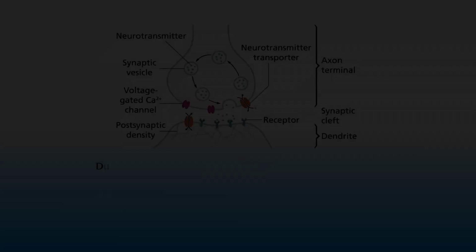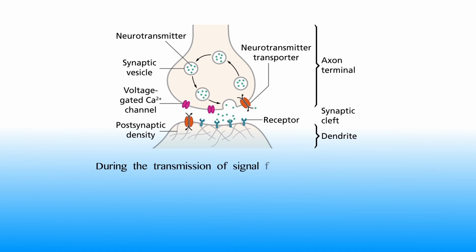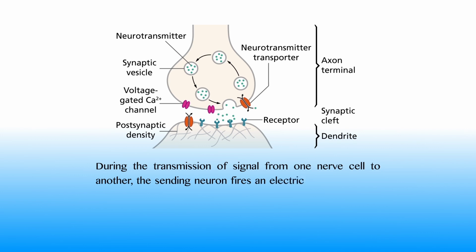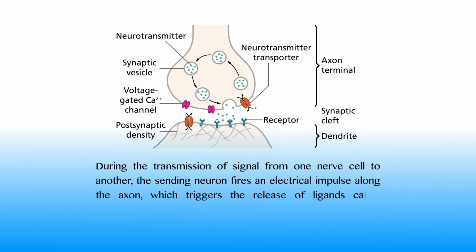Transmission of signals across the synapse, or the junction between two nerve cells, is called synaptic signaling. Synaptic signaling is an example of paracrine signaling, which involves the transmission of signals by the nerve cells across the synaptic junction. During the transmission of signal from one nerve cell to another, the sending neuron fires an electrical impulse along the axon, which triggers the release of ligands called neurotransmitters.